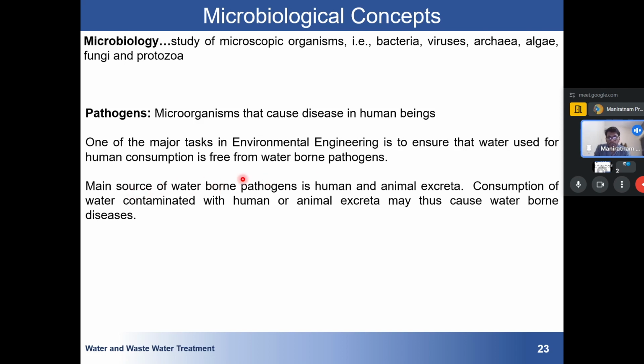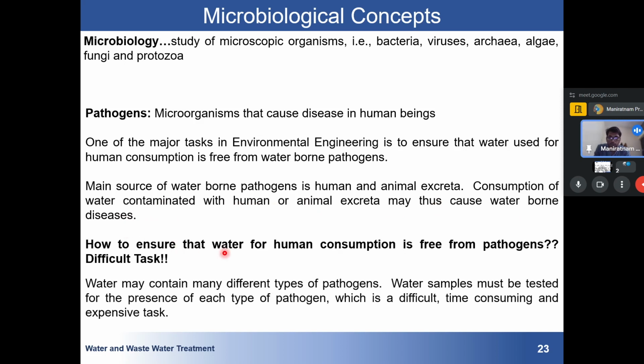So one main source of waterborne pathogens is human and animal excreta. I hope you have an idea about this, that whatever waterborne disease develops is due to either human or animal excreta. Consumption of water contaminated with human or animal excreta thus may cause waterborne diseases.